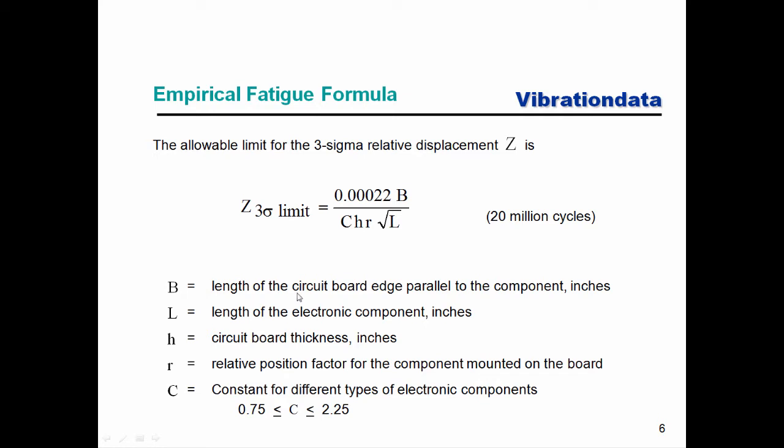So B is the length of the circuit board edge parallel to the component in inches. And if the component is some odd shape, just take its longest characteristic dimension. L is the length of the, okay, I said that a little bit backwards. I was actually thinking of L. But you get the idea. We might have an odd-shaped circuit board. I worked on a project once that had crescent-shaped circuit boards.